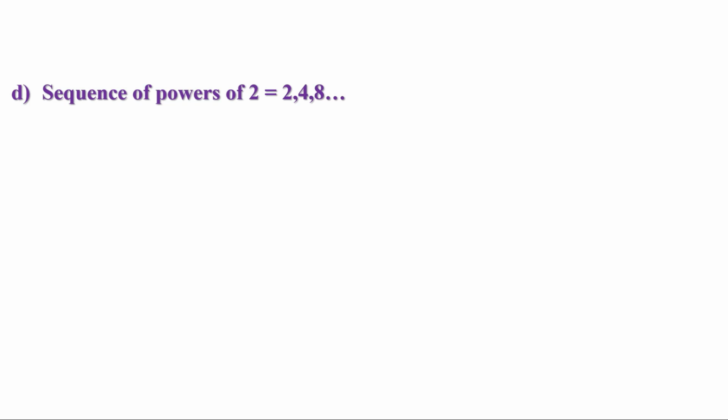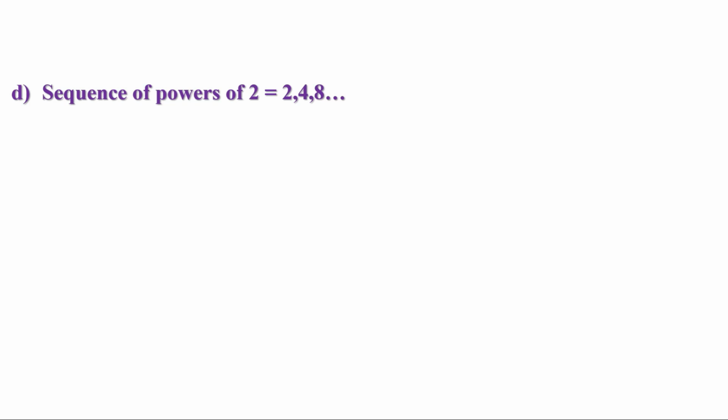Is it an arithmetic sequence? Let us check. 2 plus 2 is 4. 4 plus 2 is not 8 but 6. That means it is not an arithmetic sequence as there is no common difference. Now the last part, sequence of reciprocals of natural numbers. What are the natural numbers? 1, 2, 3, etc. What is the reciprocal of 1? 1 by 1 or 1 itself.